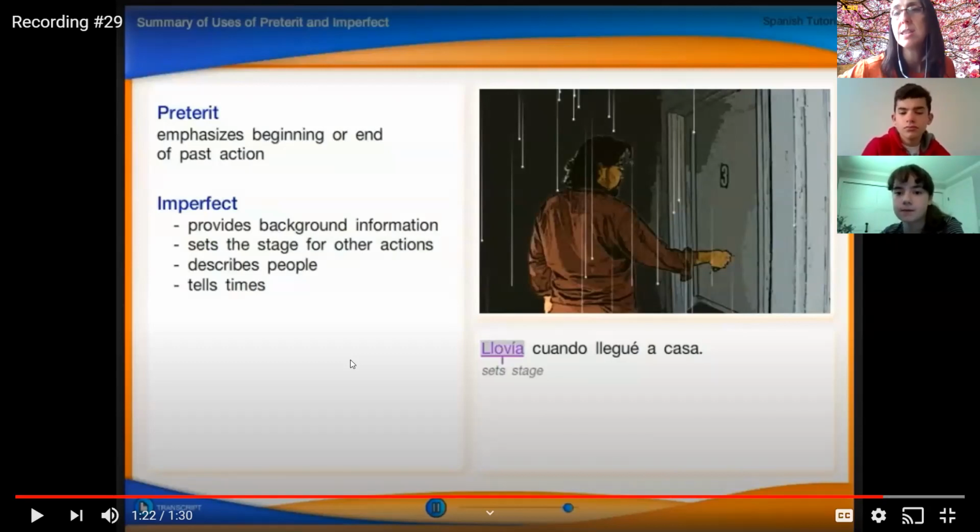It says while or when I arrived. And so the weather in this sentence is really the background. It's describing the background: what was going on when I arrived home? And then llegué is in the preterite because I arrived only one time to my house in this sentence. Awesome. Nicholas, is it making sense? Sí. It is tricky, so I'm glad that you bring questions.